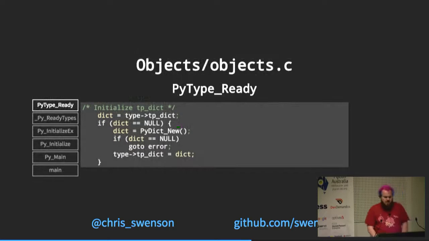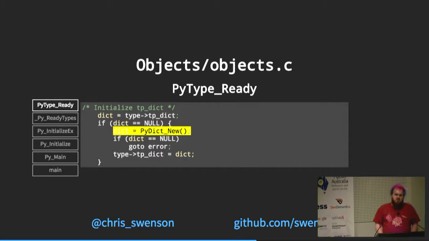Nothing too fancy there. Make sure that our dictionary is initialized so that we can store things like references to methods. So this is interesting though. At this point, earlier in the code that we'd seen, we're still initializing all of the types. So we might be initializing object or type itself. Can we even create a dictionary at this point? This is something I was kind of curious about. How do you create a dictionary before you've initialized the dictionary type? It turns out that's fine.